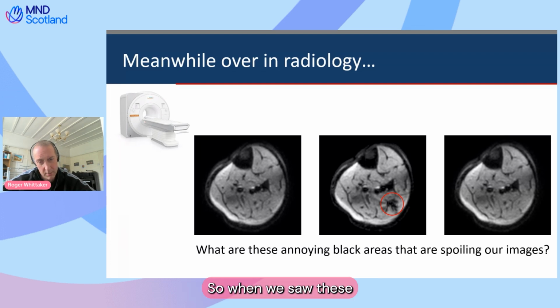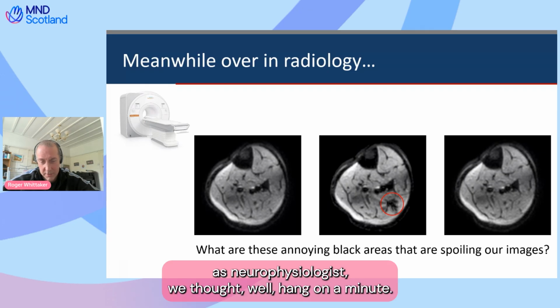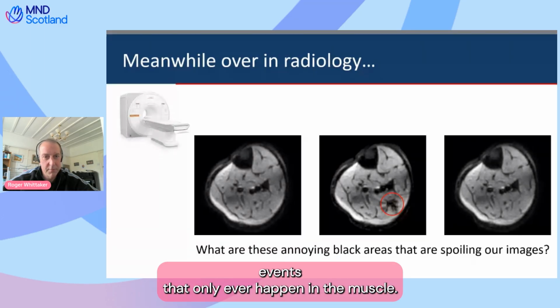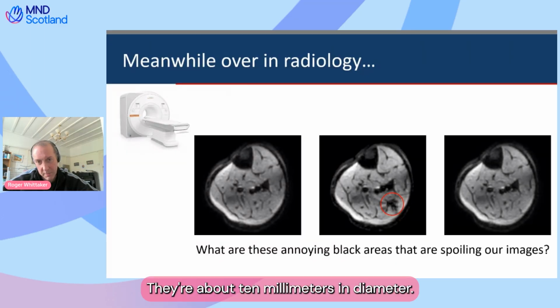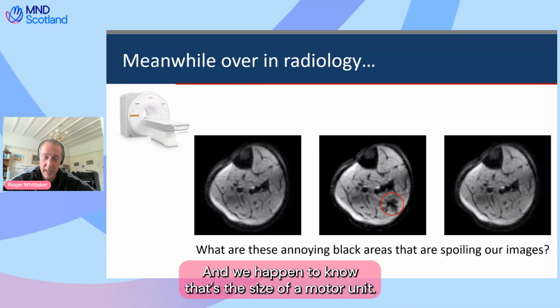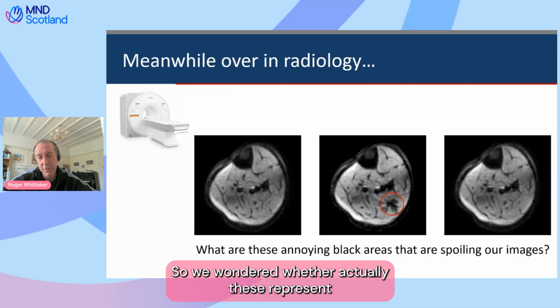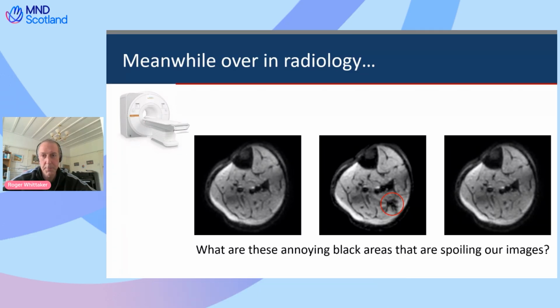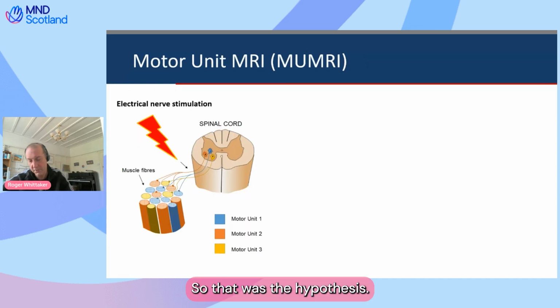So when we saw these as neurophysiologists, we thought, well, hang on a minute. These are transient events that only ever happen in the muscle. They're about 10 millimeters in diameter, and we happen to know that's the size of a motor unit. So we wondered whether these actually represent the contraction of a single motor unit. So that was the hypothesis.